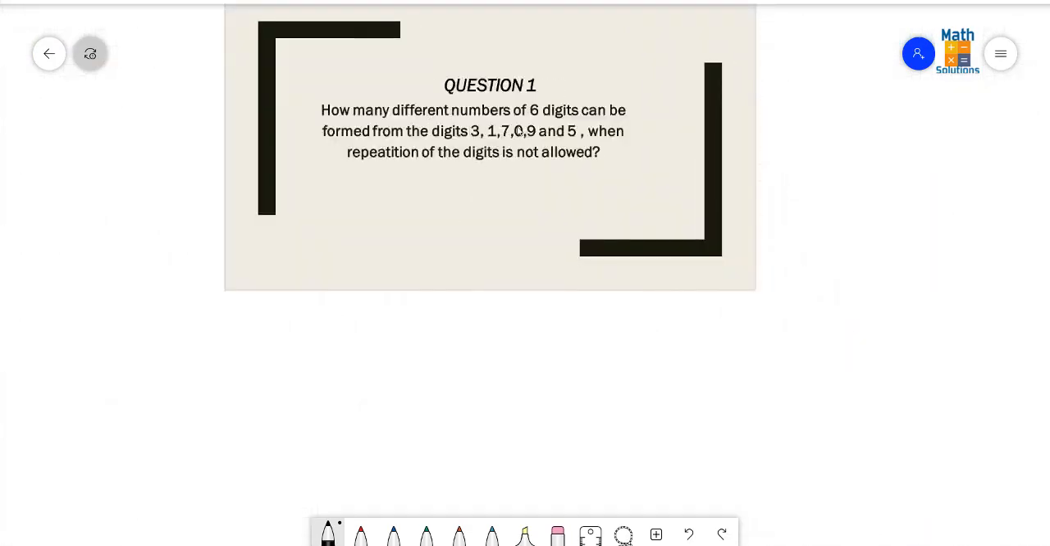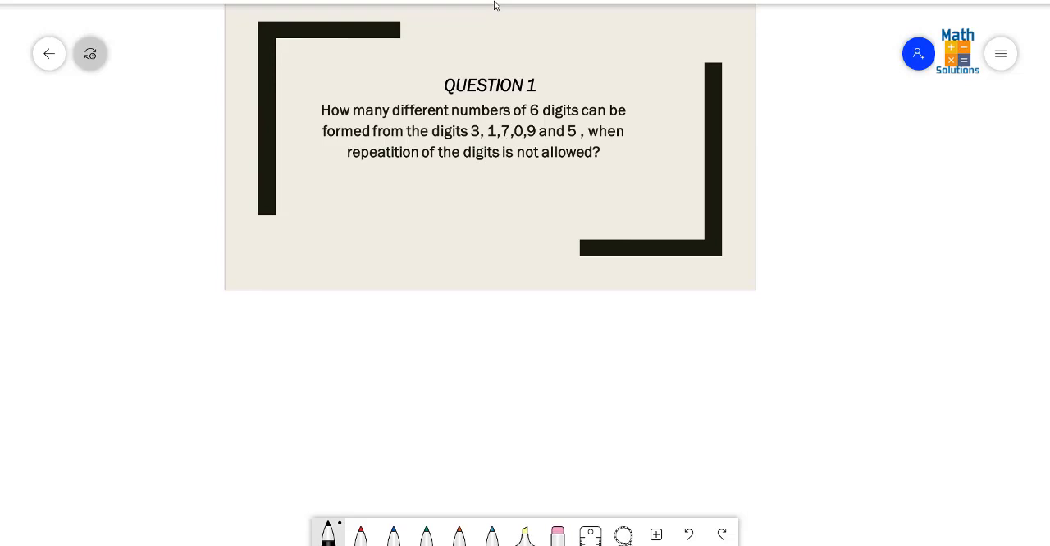How many different numbers of 6 digits can be formed from the digits 3, 1, 7, 0, 9 and 5 when repetition of the digits is not allowed? So in this case we are to frame 6 digit numbers, which means the numbers we frame should contain 6 digits, and the digits provided are 3, 1, 7, 0, 9, 5, when repetition of the digits is not allowed.